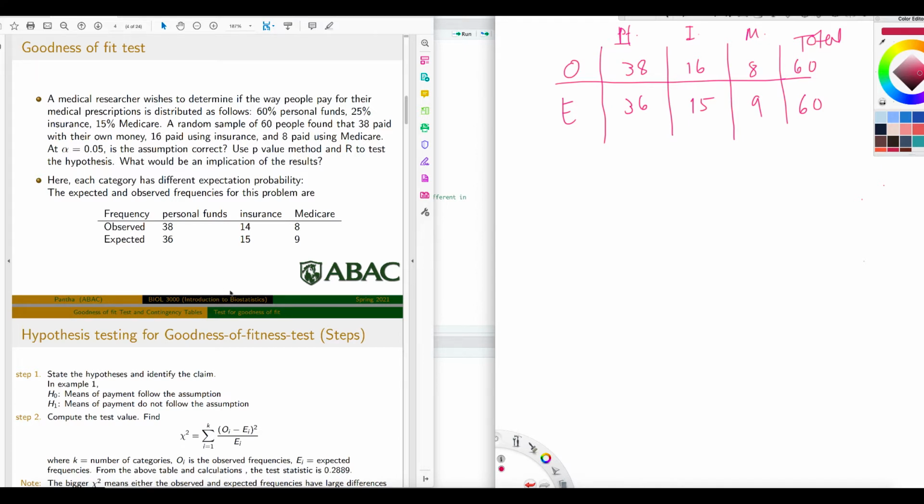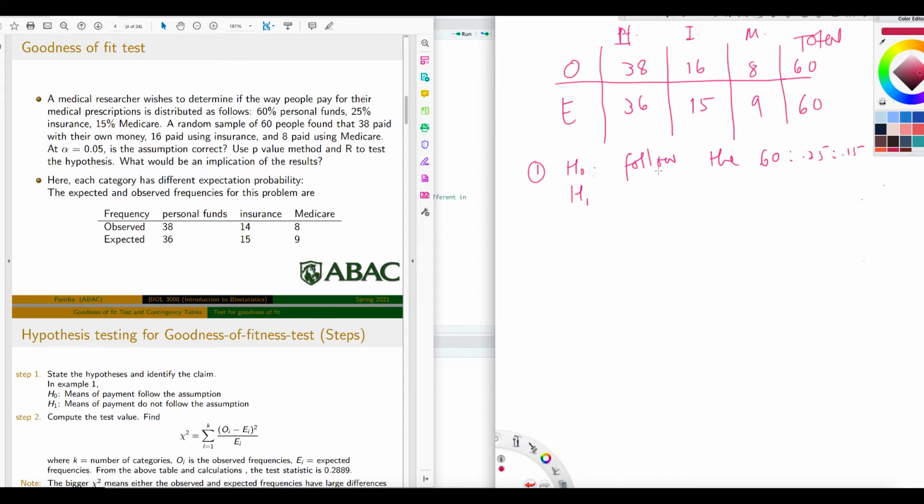So what are the 4 steps for hypothesis testing? Number 1 is to write H0 and H1. What is H0? H0 is that the method of payment follows the assumption. What is the assumption? It is 60%, 25% and 15%. So H0: the method of payment follows the assumption, versus H1: the method of payment does not follow the assumption. Follow the assumption means follow 0.6 to 0.25 to 0.15, right? That is the assumption.